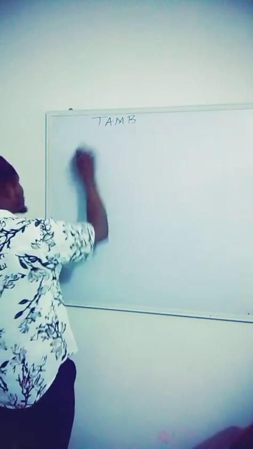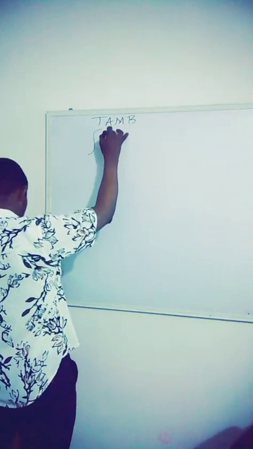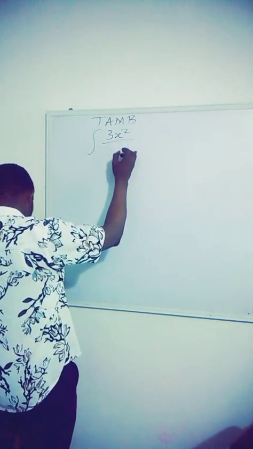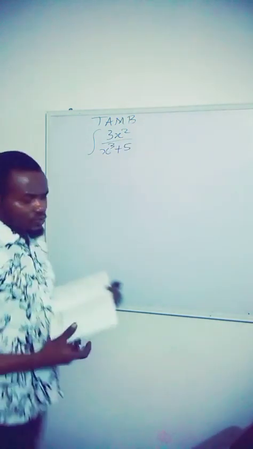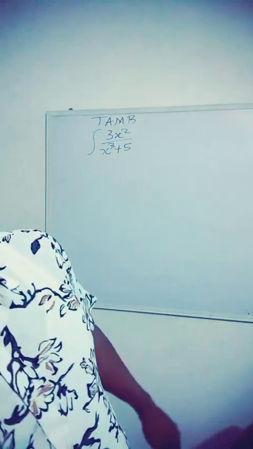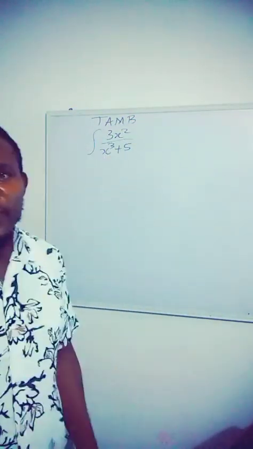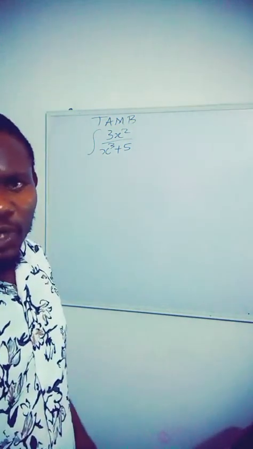Integrate using substitution. The integral of 3s squared over s cubed plus 5. We are going to integrate this by using the substitution method. So let's do this and see if we can do one more. Then we'll call it a day.